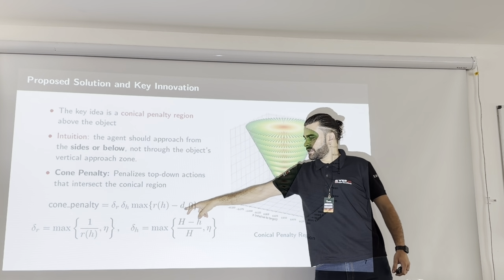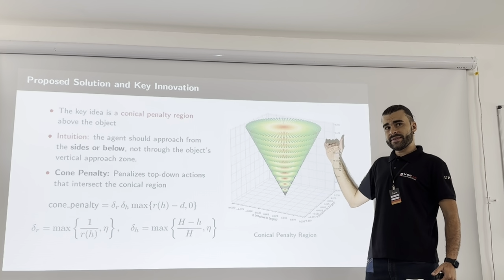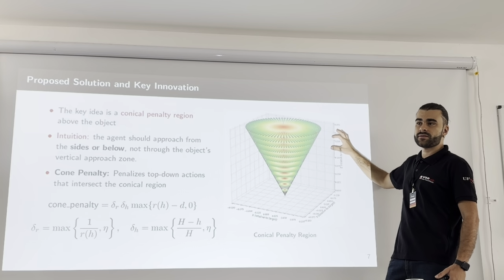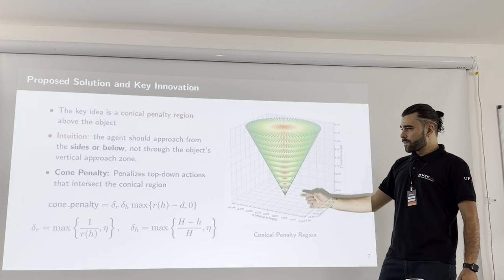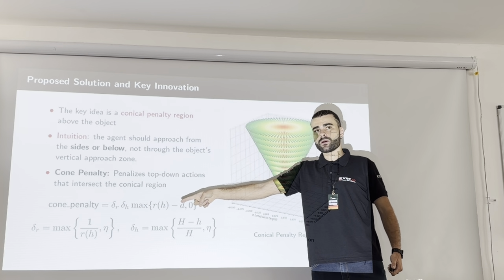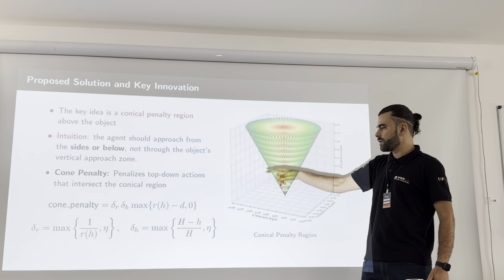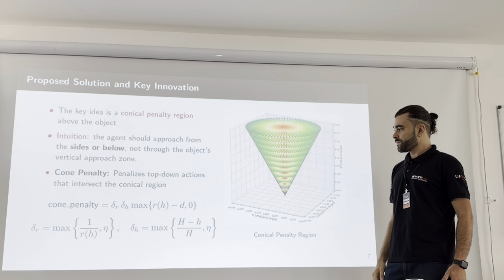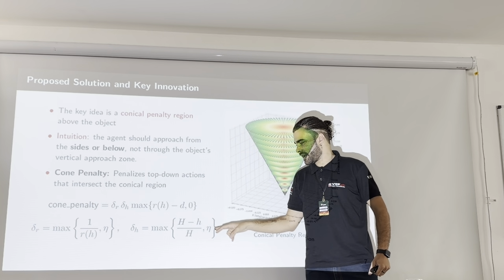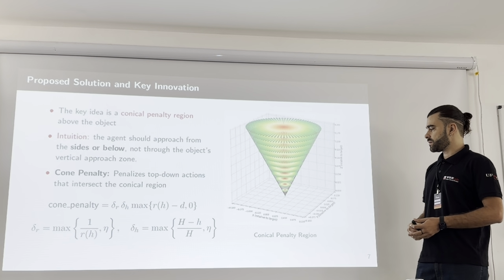So d is the distance from the effector to the cone axis. We take the radius at that height, subtract d, and we get the max between that and 0. So that means if we are outside, we don't have any penalty. And we have delta r and delta h, which penalize the agent the closer you are to the center of the cone, and also the closer you are to the object. And also to avoid super high penalties, we take the max between that and eta, which is a constant that we define, so that we don't have exploding gradients.